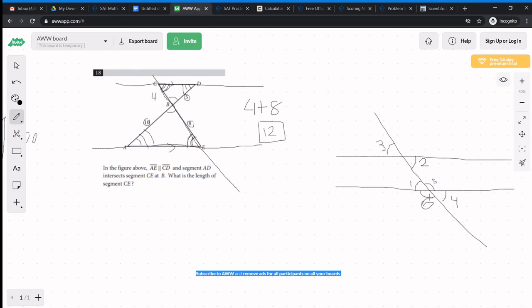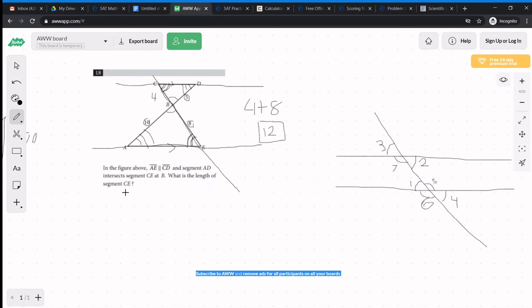Then we also have two more. We have same side interior angles, right? These two are also going to add up to 180. And yeah, I believe that's it. If you know all of these angles, you're perfectly fine, and you should be set to go.